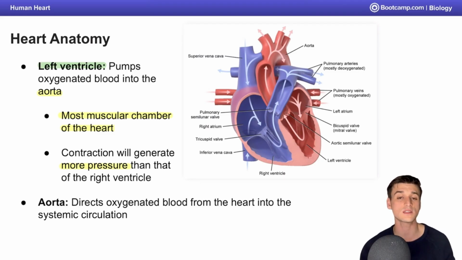And the answer is because it takes a lot more pressure to push blood out from the heart, which is in your thoracic cavity, out to all of your body tissues than it would to pump it to the lungs, which are actually sitting right next to the heart in the thoracic cavity.